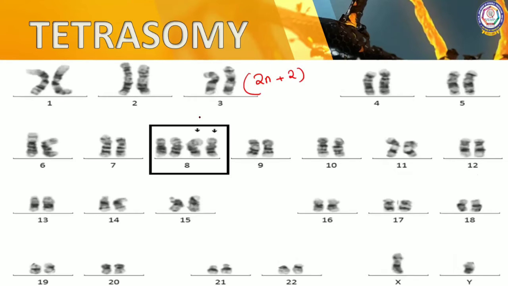Then the next condition is tetrasomy. Tetra, the name says 4. So it is the 2n plus 2 condition. Let us see the karyogram. In the 8th position, there are 2 extra chromosomes. And this condition is called 2n plus 2, tetrasomy. And again, this is a body chromosome.